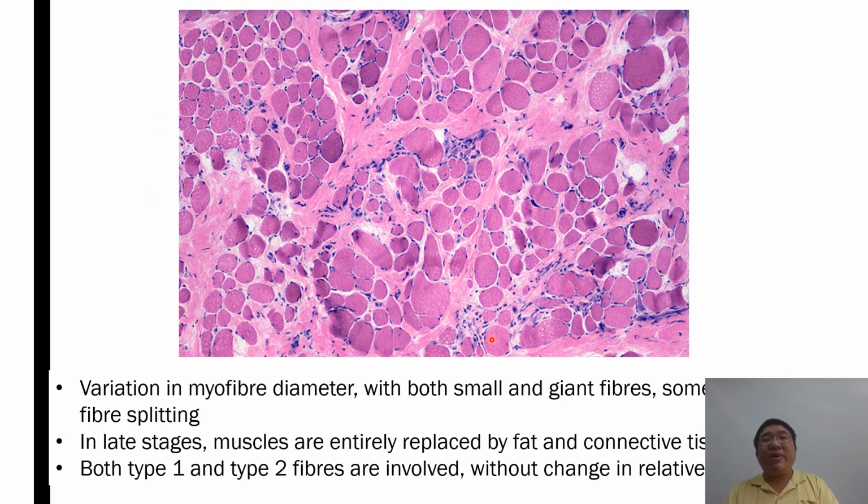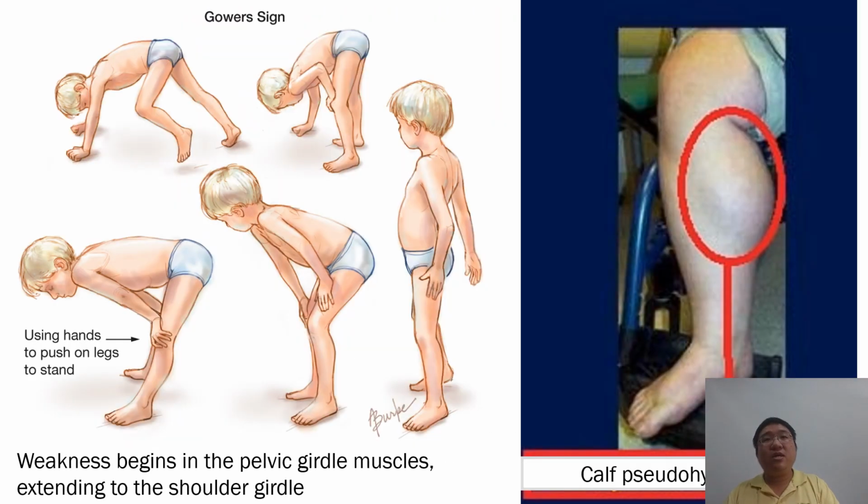So here is a muscle biopsy in these X-linked muscular dystrophies. We will see myofiber degeneration, fibrosis, and inflammation. And one important sign for Duchenne muscular dystrophy is Gowers' sign. Gowers' sign, because the weakness will affect the proximal muscles first.